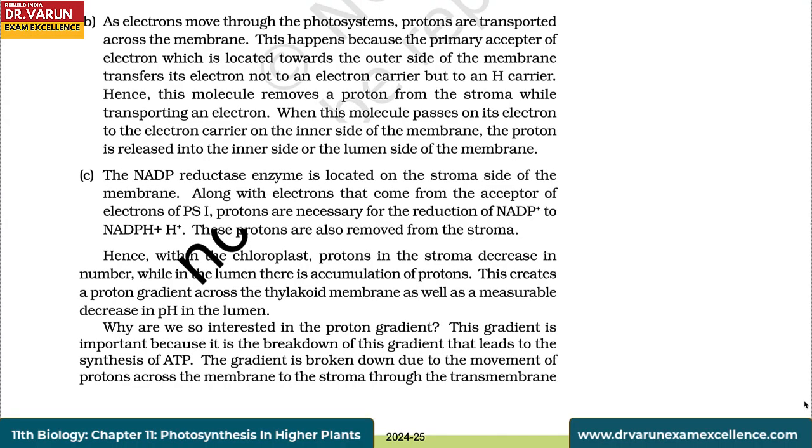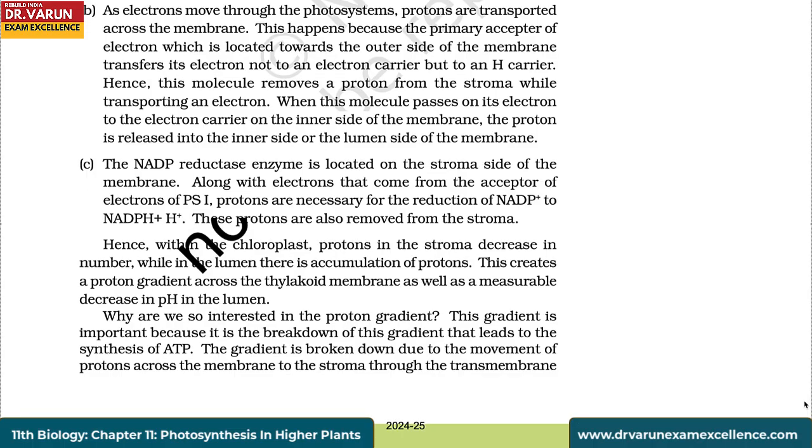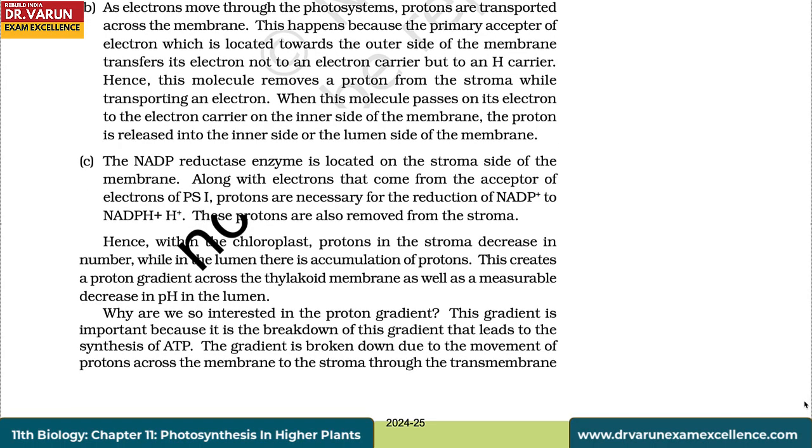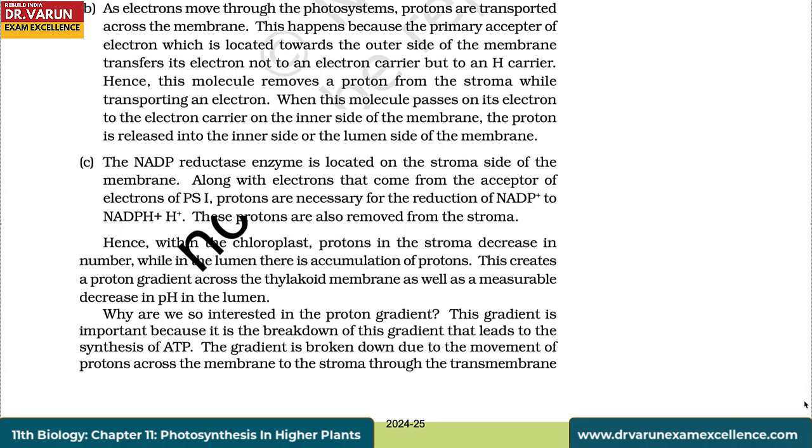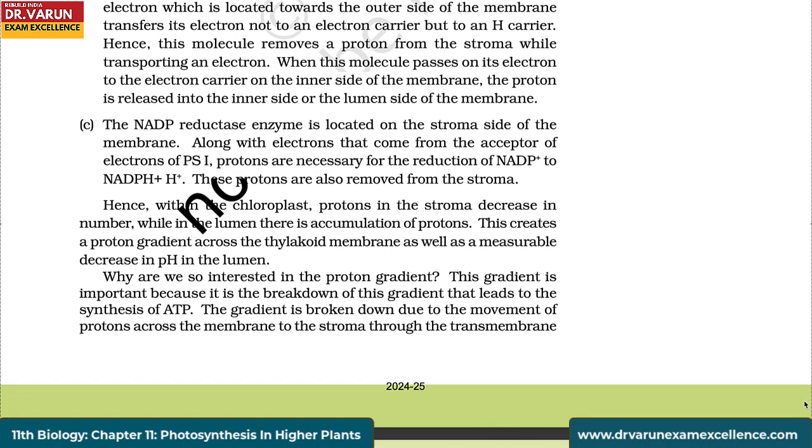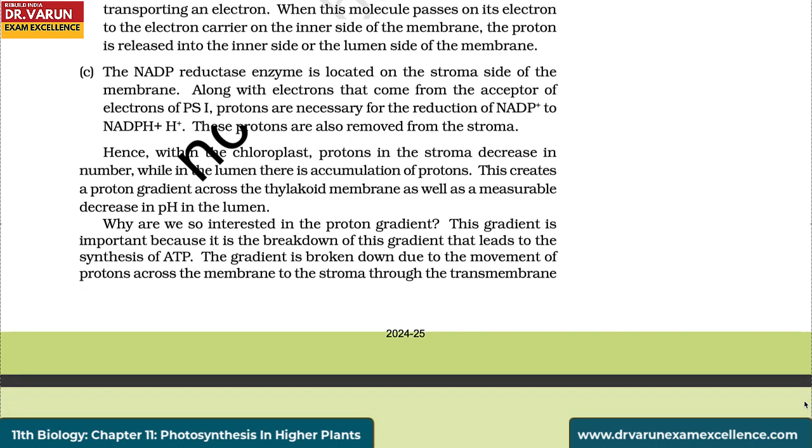The NADP reductase enzyme is located on the stroma side of the membrane. Along with electrons that come from the acceptor of electrons of PS1, protons are necessary for the reduction of NADP+ to NADPH. These protons are also removed from the stroma. Hence, within the chloroplast, protons in the stroma decrease in number while in the lumen there is accumulation of protons. This creates a proton gradient across the thylakoid membrane as well as a measurable decrease in pH in the lumen.